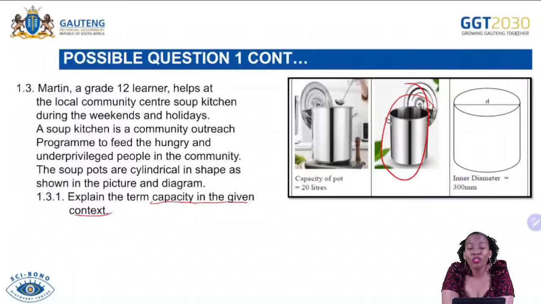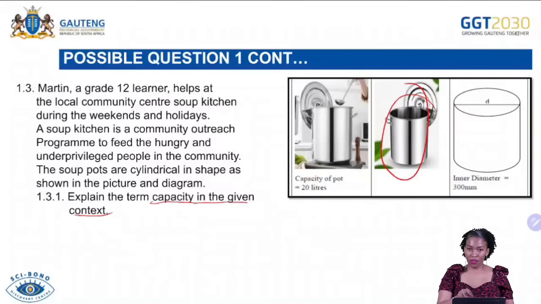Remember in MESLIT, when you talk about context, we talk about the scenario that is given. We talk about the story that is given to us. So what story are we talking about here? We are talking about a pot and a soup. And what is capacity? If I come to you now and say, while you are writing exams, the capacity of this classroom is 40 learners, what do I mean? I mean that this class can only hold or accommodate 40 learners. That is what I mean by capacity.